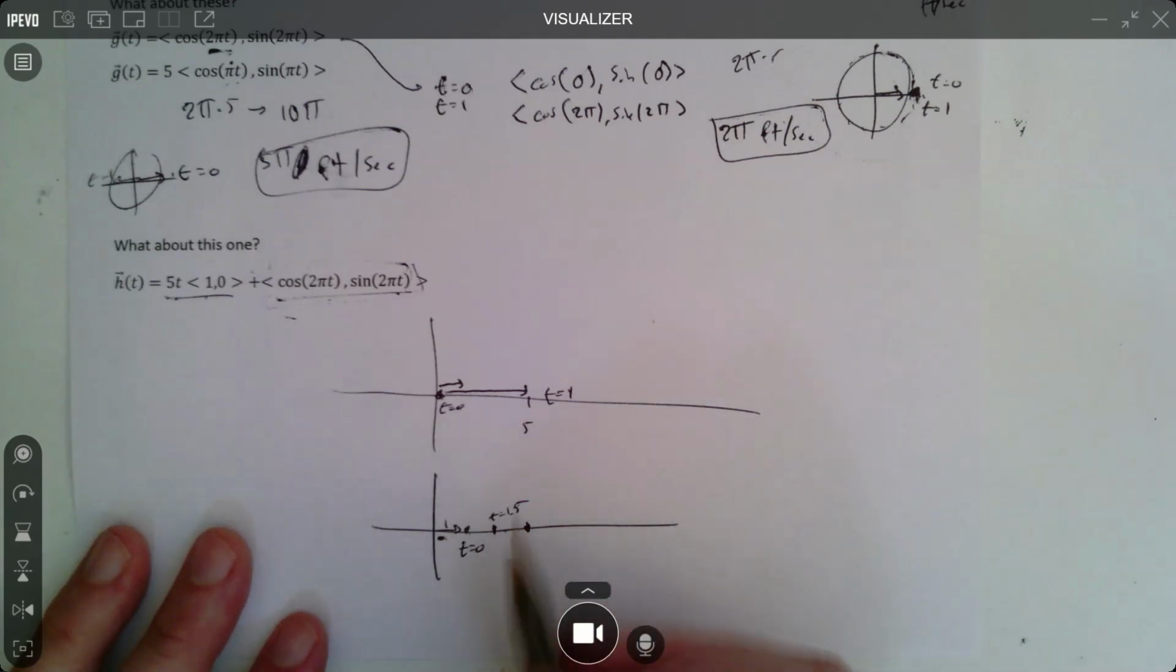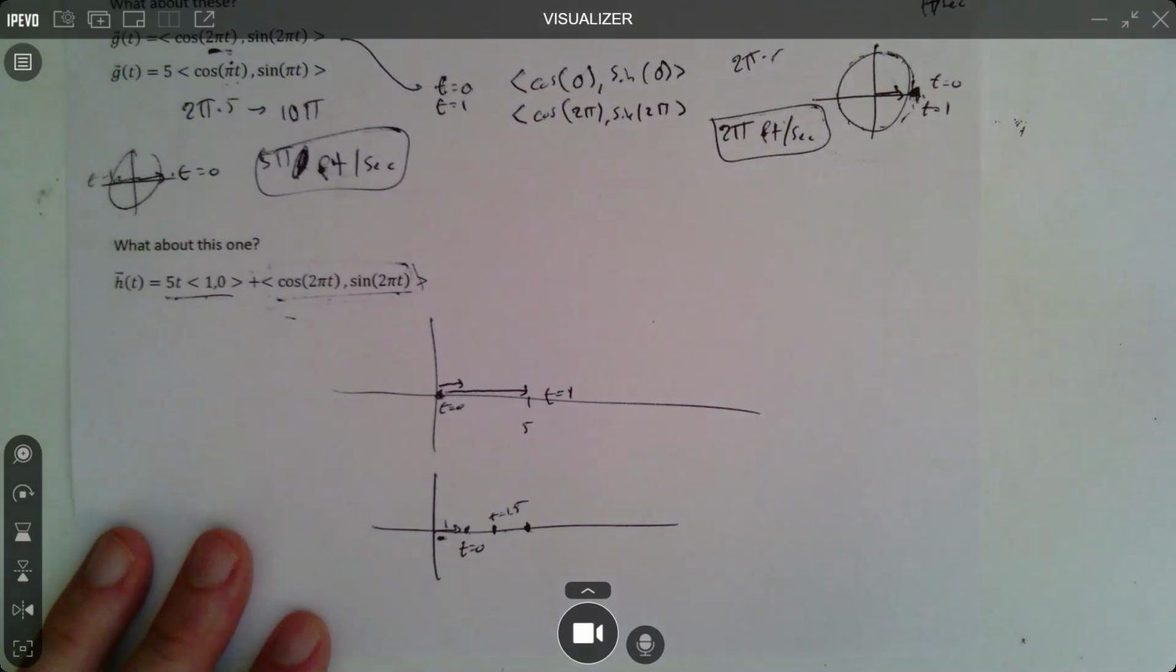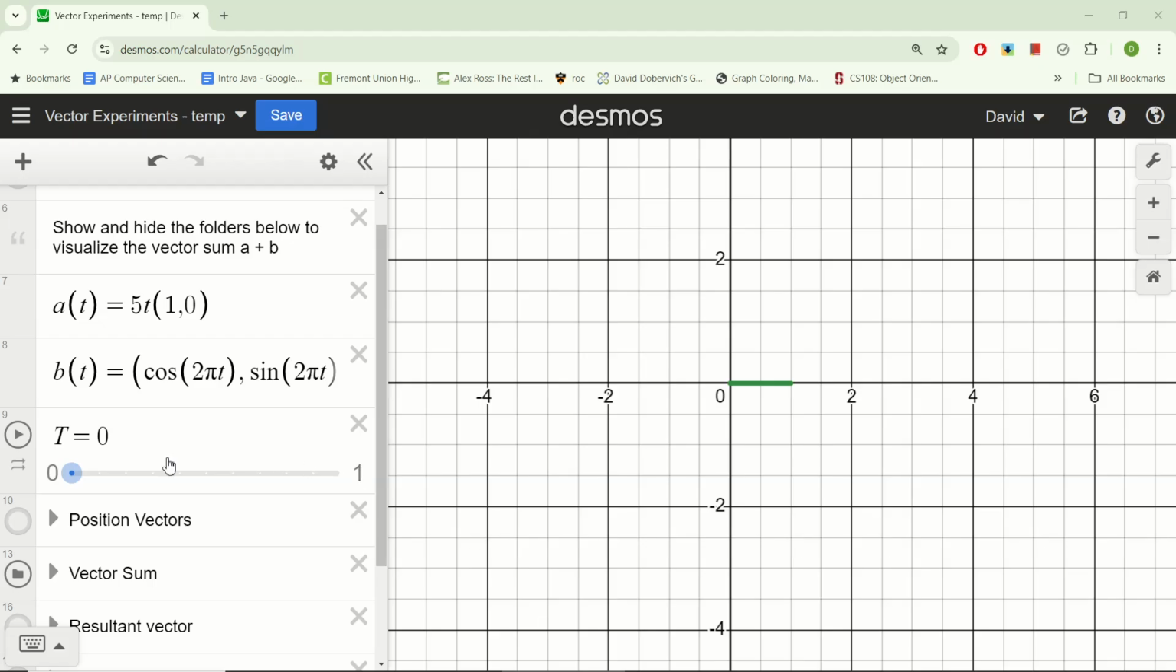You know what? I've chosen these poorly because at time equals 0 and 1, we still don't have any y coordinates here. So actually, instead, let's go to Desmos for a minute. Okay, here we go. So let's visualize what happens when you add the stretching vector and the rotating vector between time 0 and time 1. So here's time 0, and as you can see, as I'm going to time 1, we've got the horizontally stretching vector, and we've got the rotating vector.